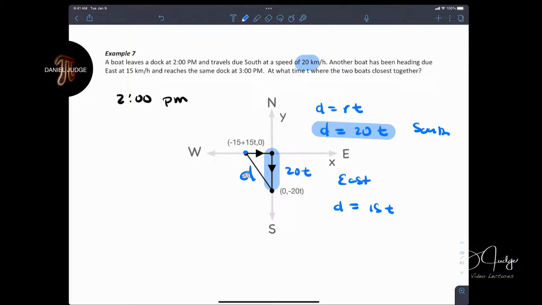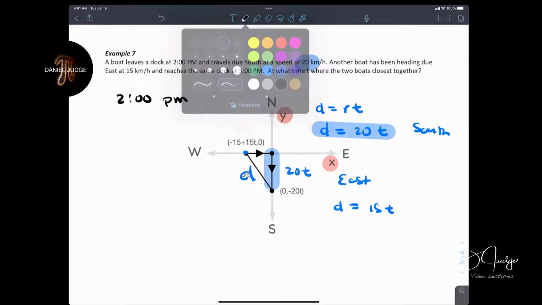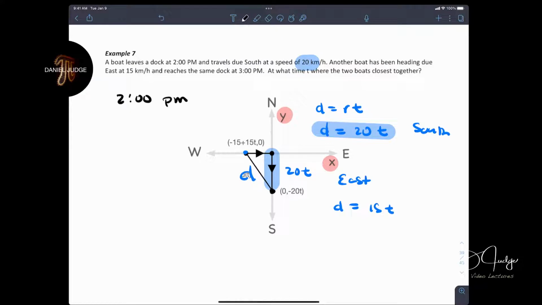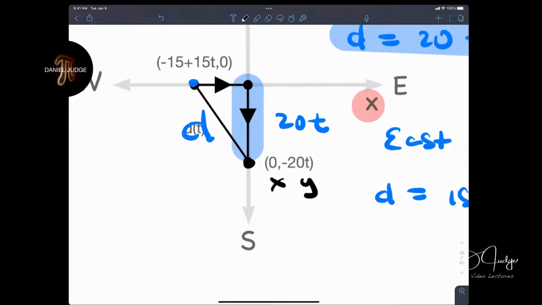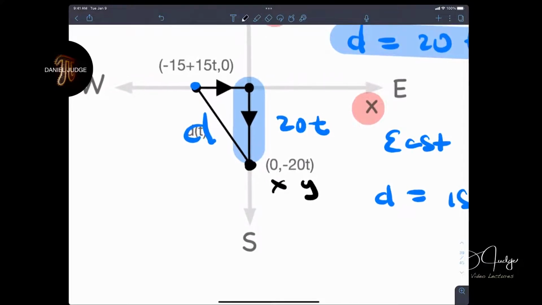But if I plot this on a Cartesian coordinate system simultaneously, meaning this is an x and y axis, it's going to be consistent with looking at this as north, south, east, and west. The location of that boat in terms of x and y coordinates is 0, negative 20t. So this is like the x and y coordinate there. And that's the distance that that boat traveled.